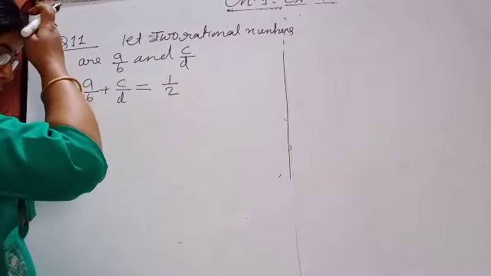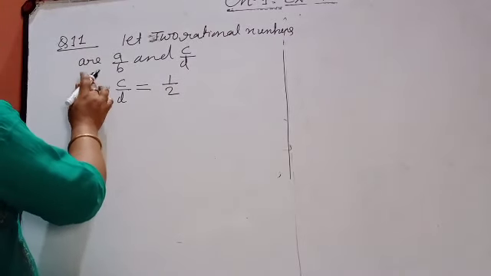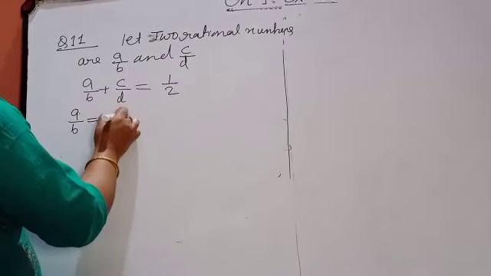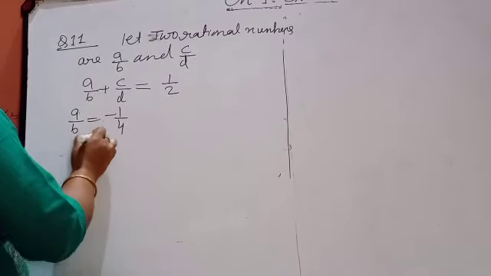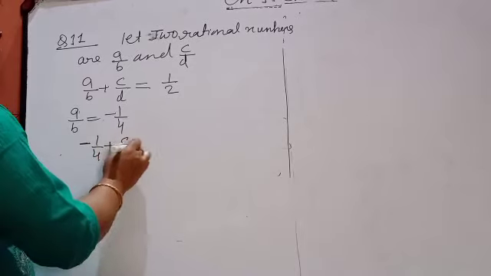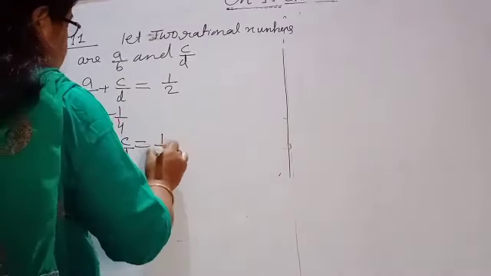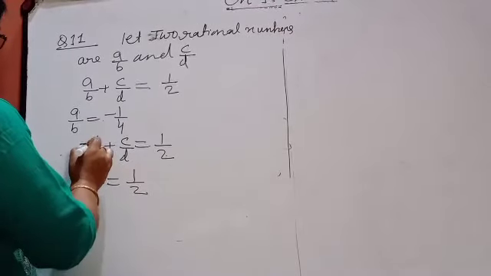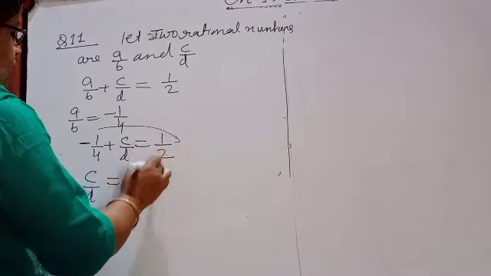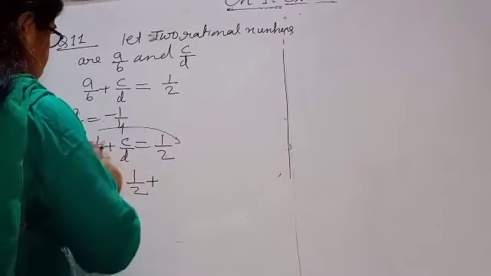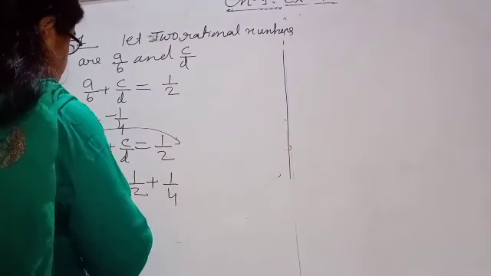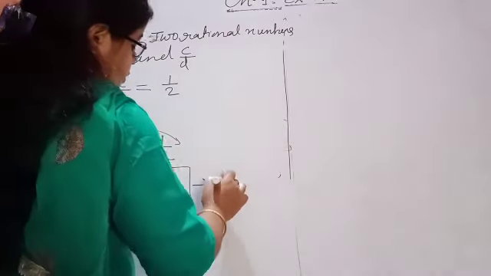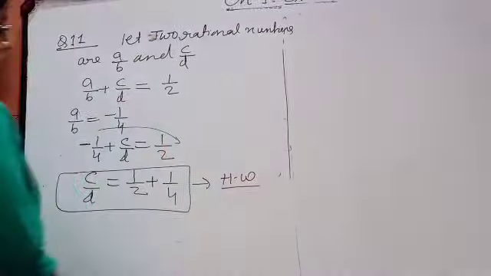Then in the next line he is saying if one of them is minus 1 upon 4. Suppose A upon B is equal to minus 1 upon 4 according to the question. So minus 1 upon 4 plus C upon D is equal to 1 upon 2. So C upon D is equal to 1 upon 2, and this minus 1 upon 4 goes here, so minus will become plus 1 upon 4. Now the rest of the process you are able to do. Just now I taught you how to do it. So up to here, you will do this in your homework.